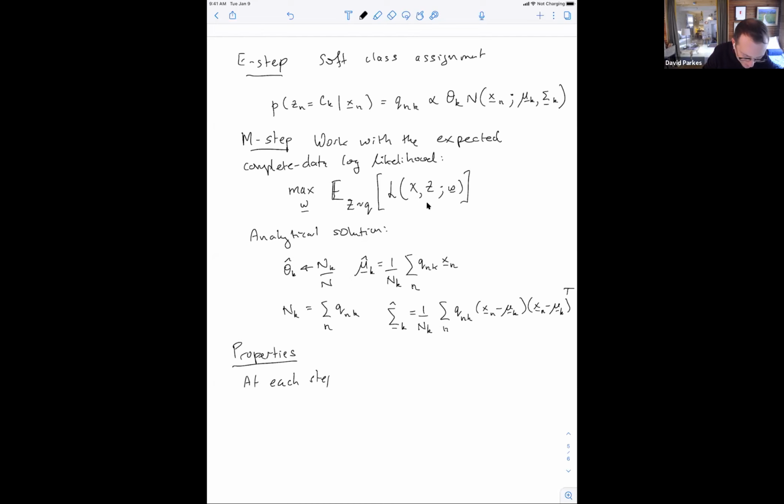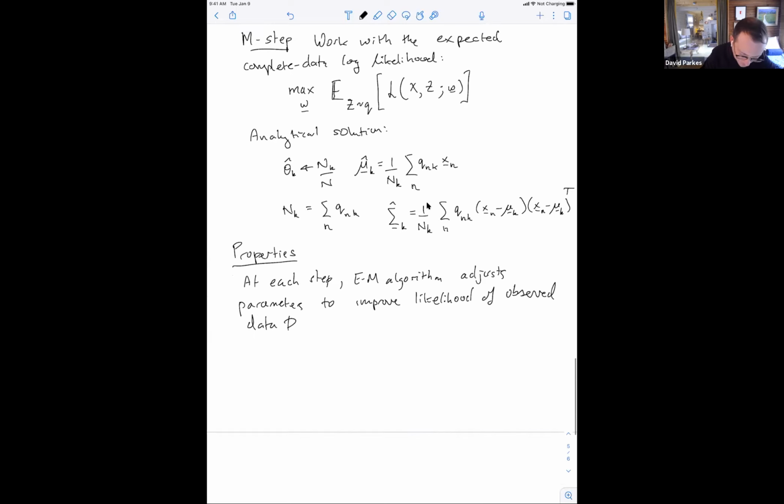At each step, the EM algorithm adjusts parameters to improve the likelihood of observed data D. What do I mean? I mean this. The likelihood of the data is increasing from iteration to iteration. And this is the observed data. This is just the X's. This is not the X's and the Z's, just the observed data. And I'm writing W_t to be the parameters I'm iterating in step t.